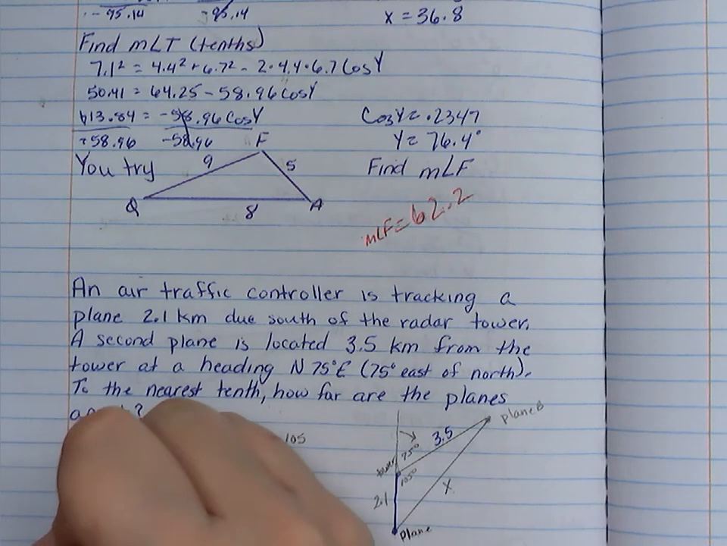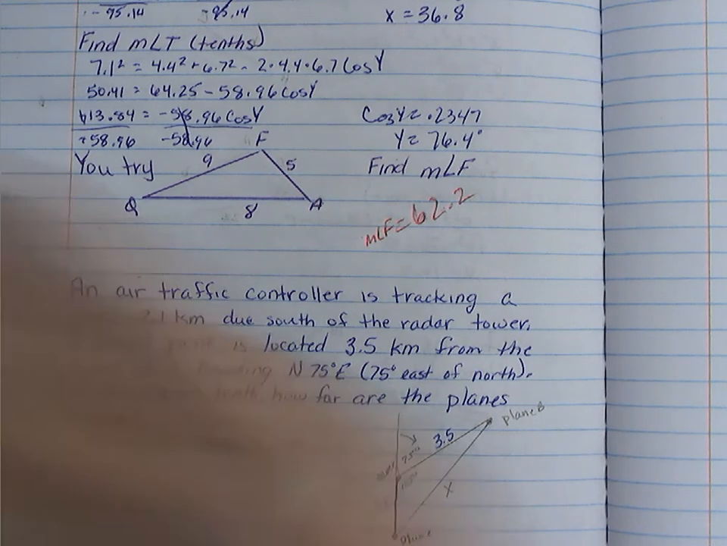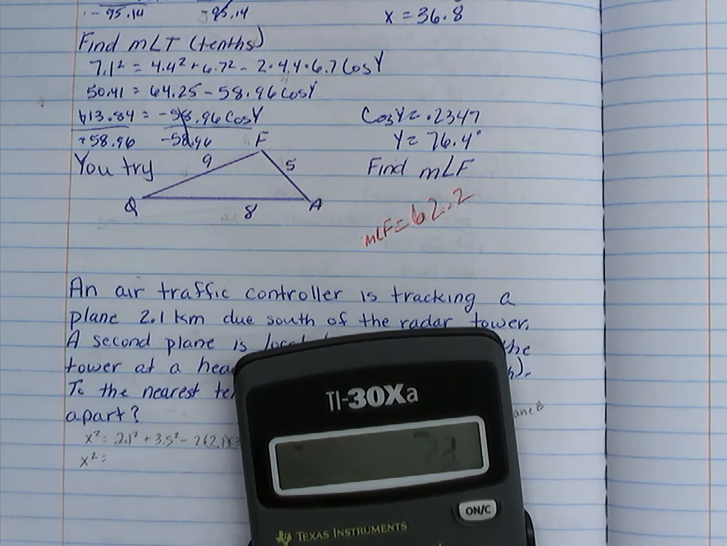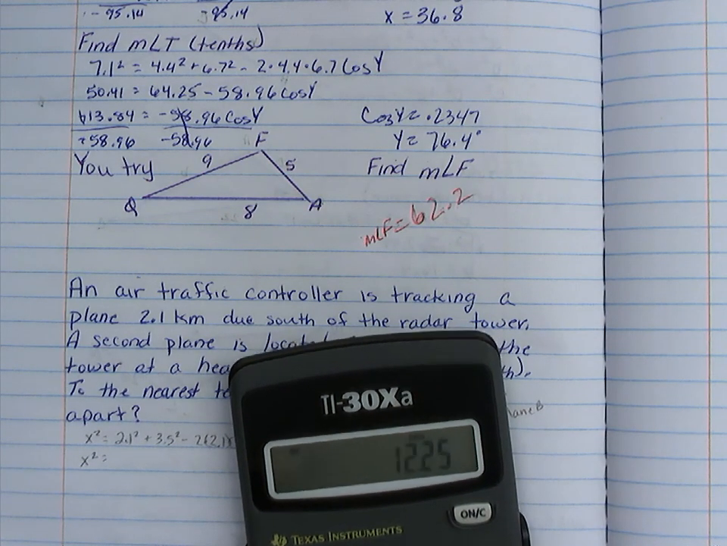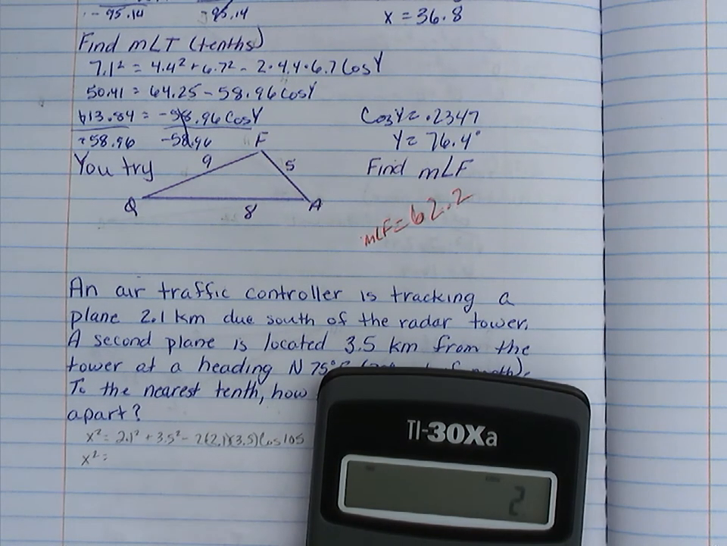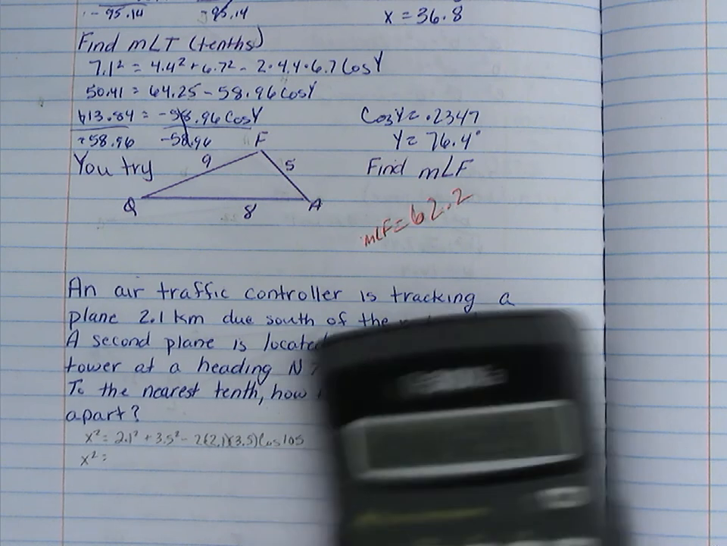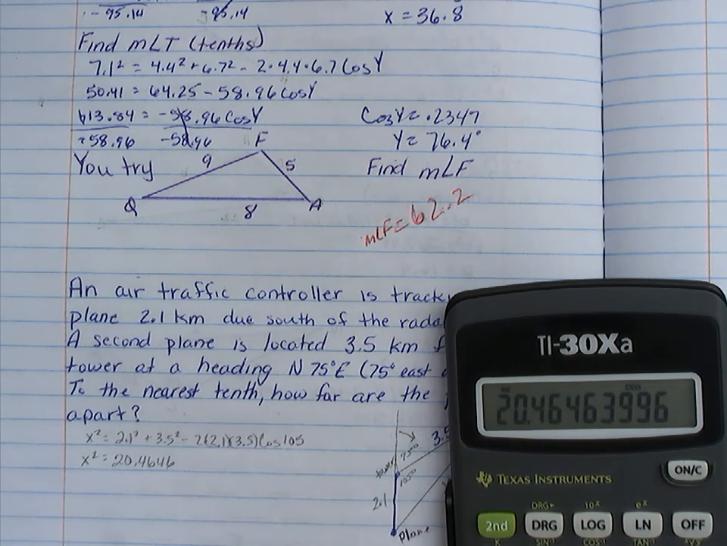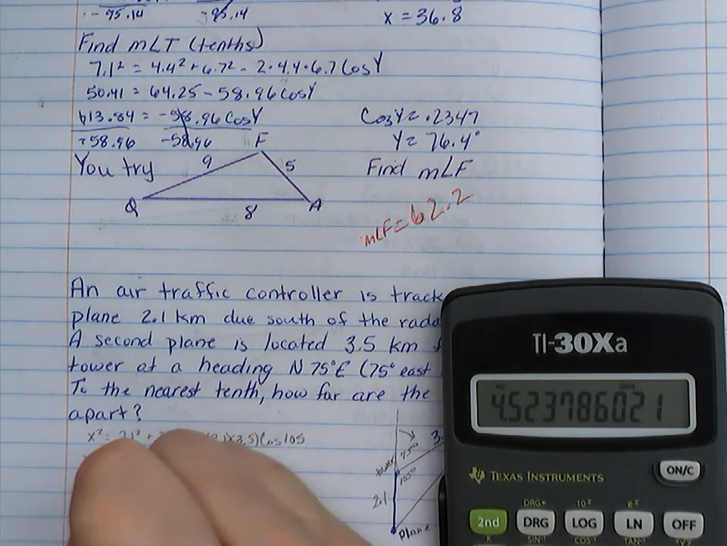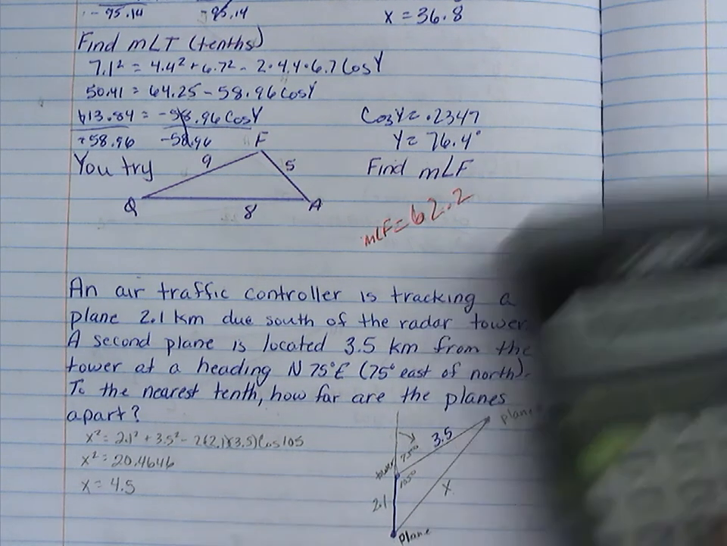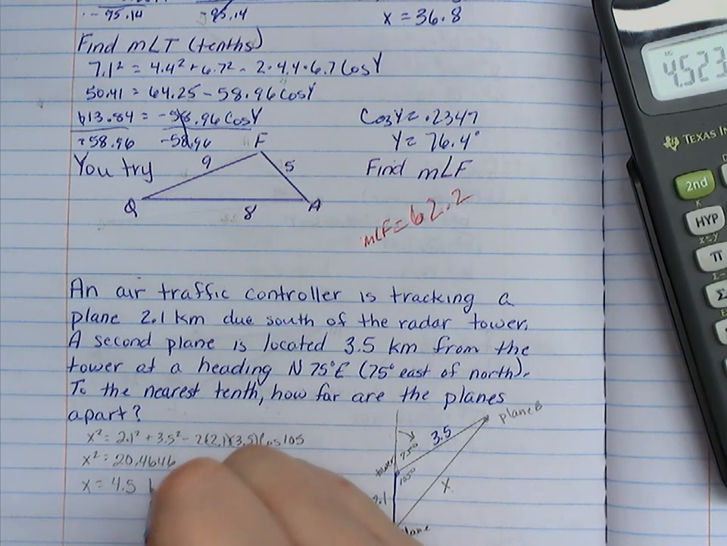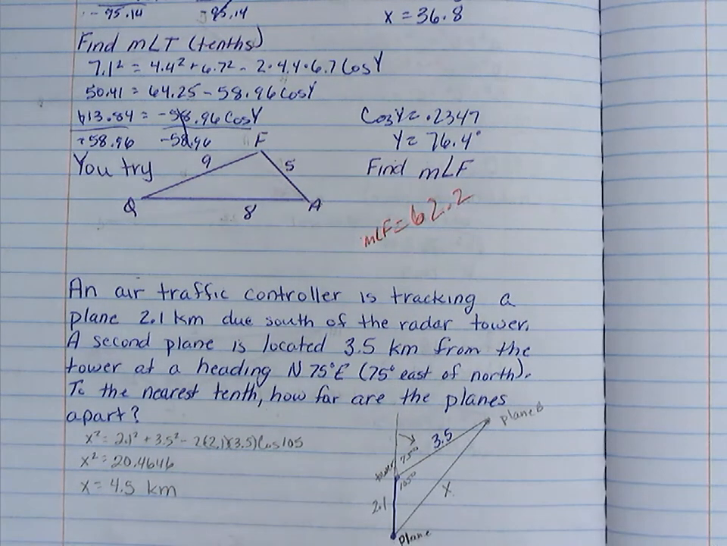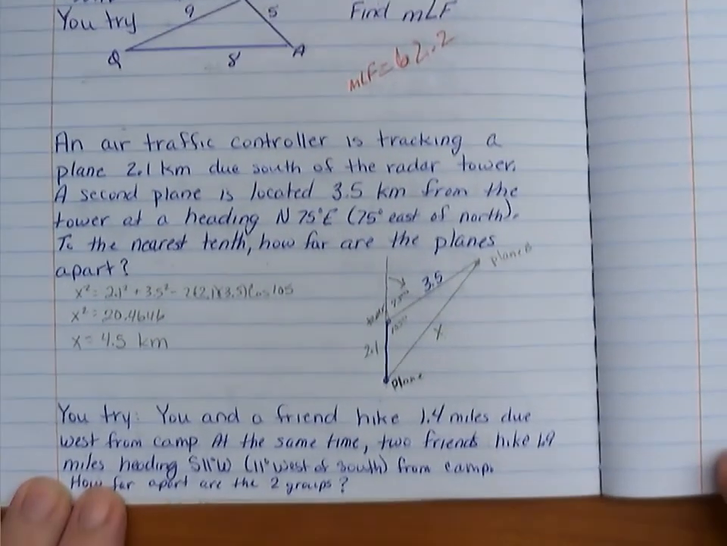Then I'm going to simplify all of that. x squared is going to equal 2.1 squared plus 3.5 squared minus 2 times 2.1 times 3.5 times cosine of 105. So x squared is 20.4646, and I'm going to take the square root of that. So x is 4.5. So it's 4.5 kilometers apart from each other. Okay? Alrighty, you give this one a try.